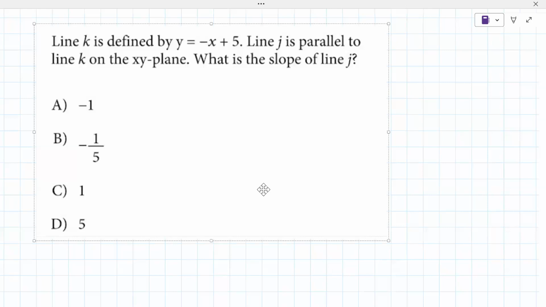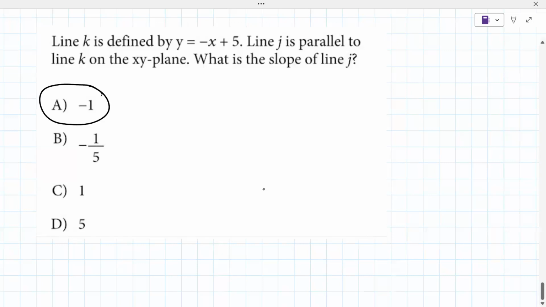A. What if we wanted the perpendicular now? How would that change the answer? It is there as another answer. Yes, C. Good. Very good.